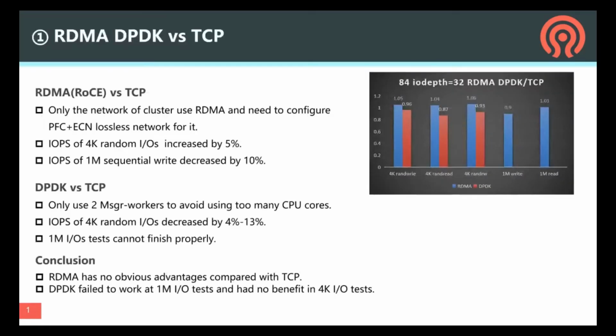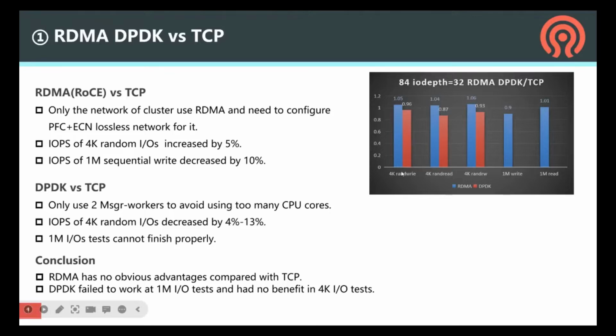First, we do some tests with RDMA. We use Luminous and test it against TCP. We only use RDMA for the cluster network, as the public network is still TCP. To use RDMA, we need to configure the network to be lossless, using PFC plus ECN. The result is as this picture.